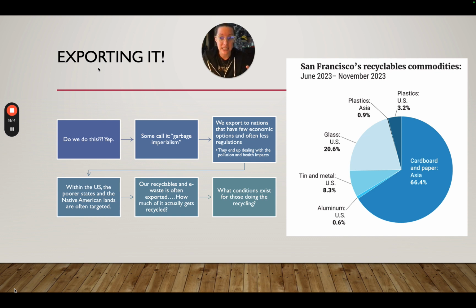And then within the United States, poorer states and Native American lands are often targeted, as I basically mentioned before. And then our recyclables and e-waste are often exported as well. So how much of that can actually get recycled? And what conditions exist for those who are doing the recycling? I got this image here for San Francisco's recyclable commodities from June 2023 to November 2023. So just a small subset of time. But you can see that we are not the only ones taking in our recyclables. Asia's taking a lot of them, right?